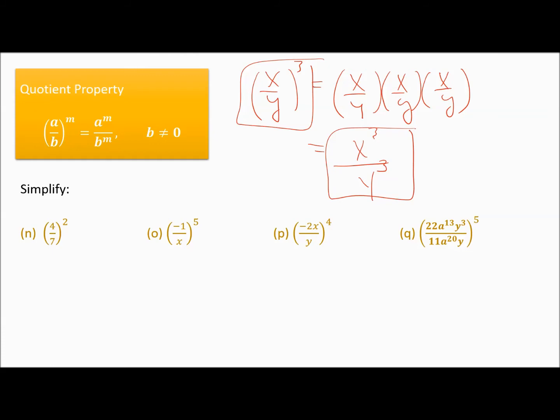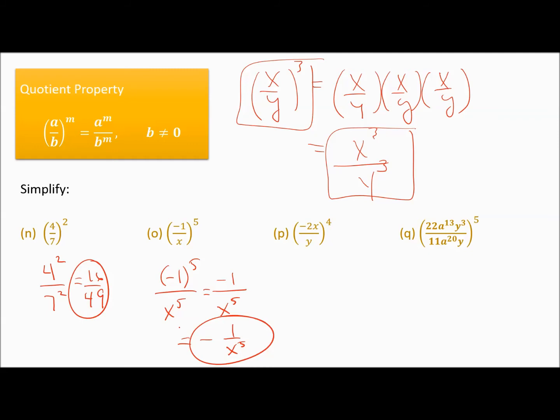So when you look at example n, this is going to be 4 squared over 7 squared, which is going to be 16/49. And that's completely simplified. For the next example, I have negative 1 to the 5th divided by x to the 5th. Now when you take a negative and raise it to an odd exponent, you know the answer is negative. If you need to think about it, multiply negative 1 times negative 1 times negative 1, 5 times. That is going to give you negative 1 over x to the 5th. A better way to write that, remember we talked about those negatives, a negative divided by positive overall is a negative: negative 1 over x to the 5th.